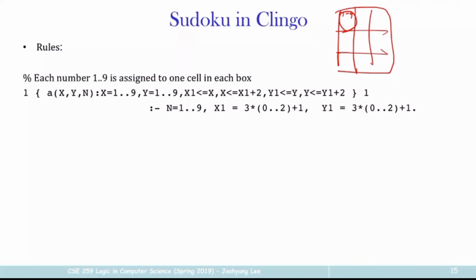What are the global variables? What are the global variables in this program? Yeah, n, x1, y1, they are the global variables. And what are the ranges of these global variables? N can range from 1 to 9, right? How about x1 and y1? What are their ranges? What are their values?